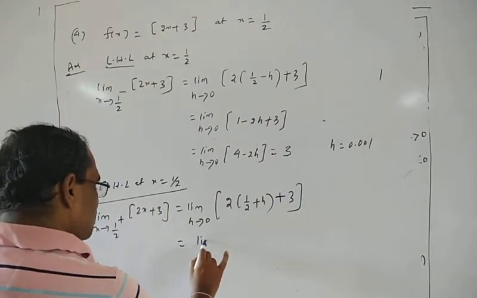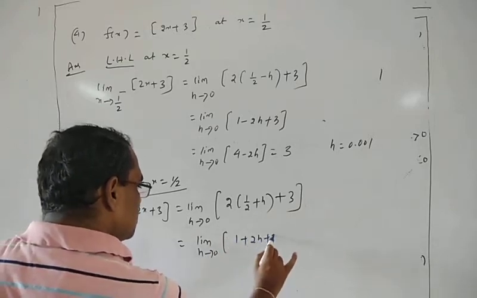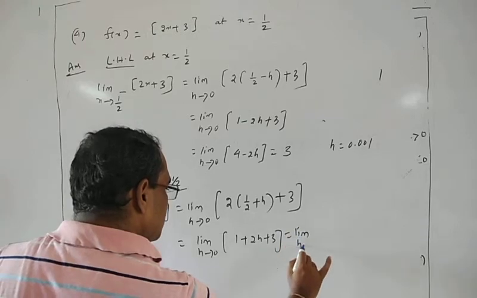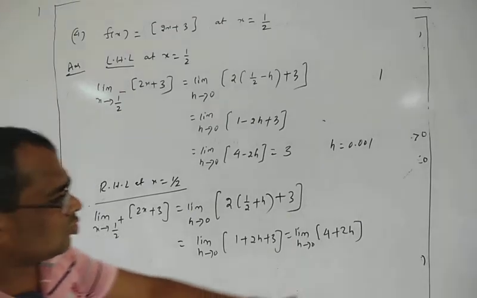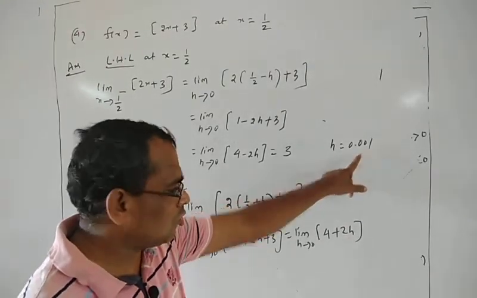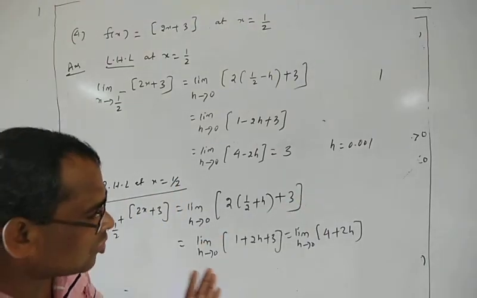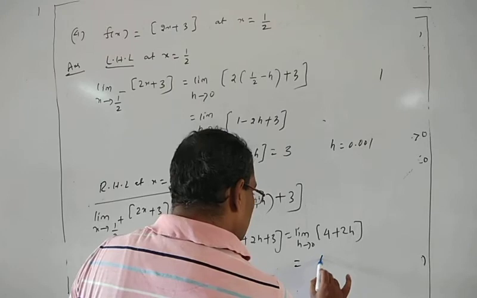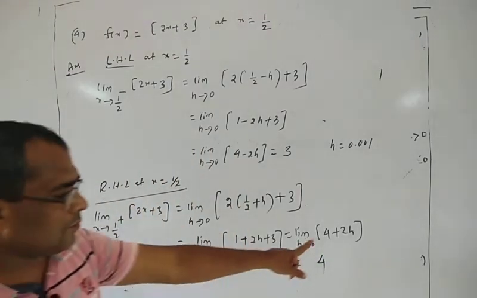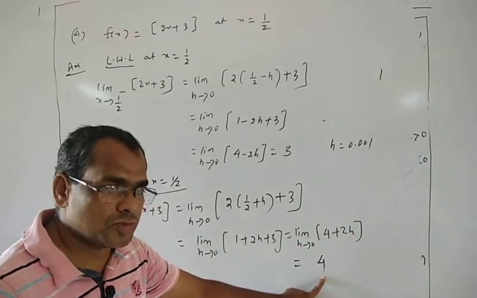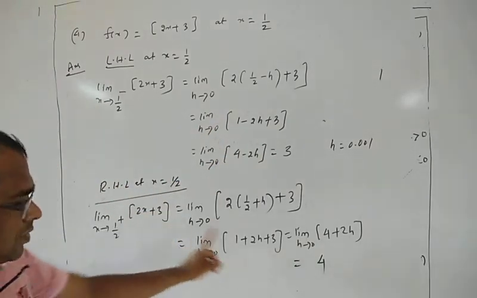So this is equal to limit h tends to 0 of the bracket 1 plus 2h plus 3. So this is equal to limit h tends to 0 of the bracket 4 plus 2h. So 4 plus 2h, with 2h meaning 0.002, plus 4, that means 4.002. So the bracket function of 4.002 is equal to 4. 4 point something, the bracket function will be 4. So here LHL is equal to 3 and right hand limit is 4.